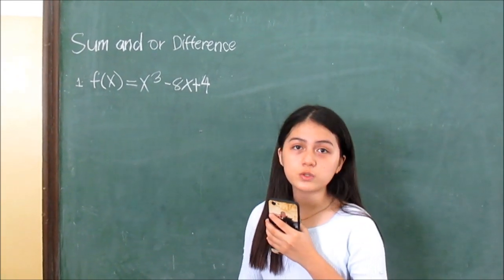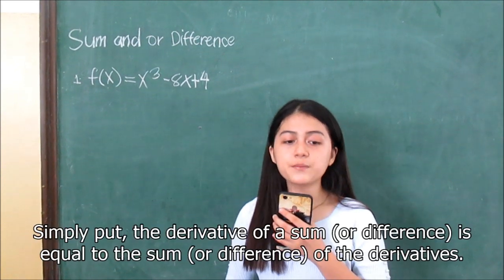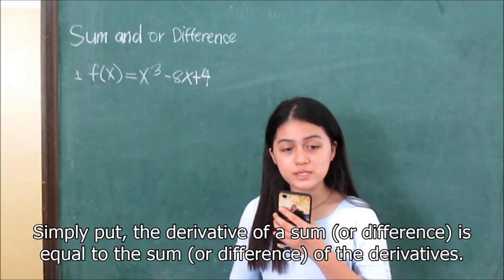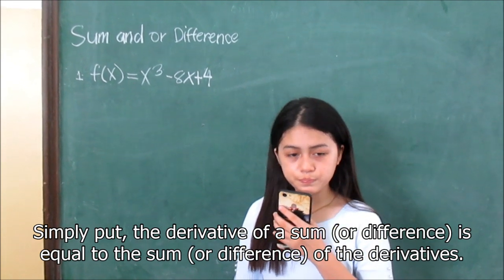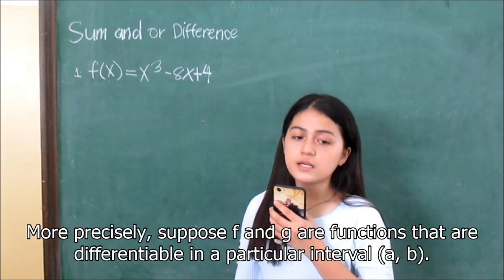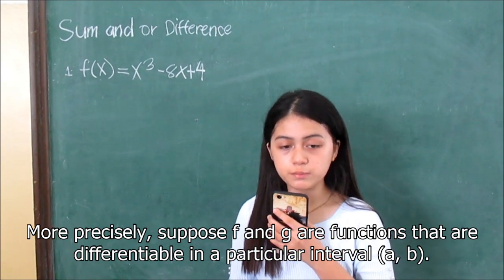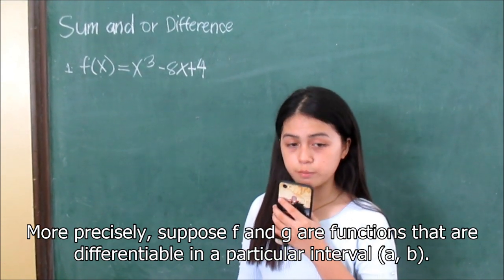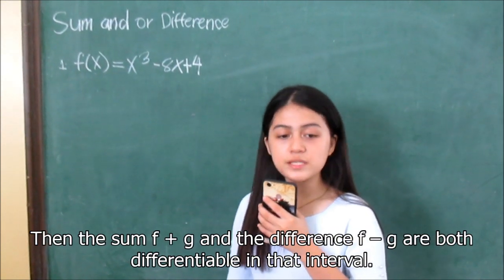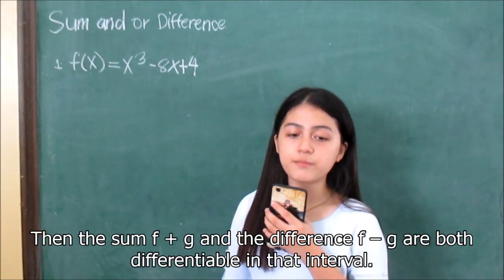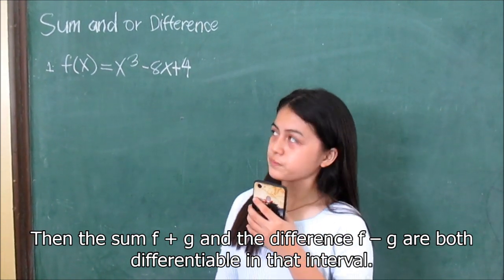In order to get the answer by using the sum and or difference, simply put, the derivative of a sum or difference is equal to the sum or difference of the derivatives. More precisely, suppose f and g are functions that are differentiable in a particular interval (a, b). Then the sum f plus g and the difference f minus g are both differentiable in that interval.